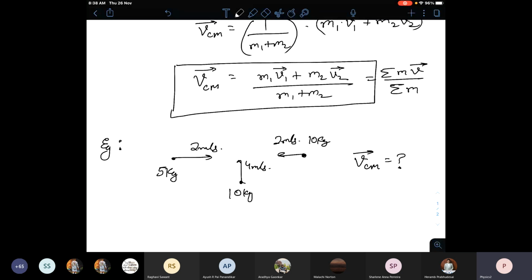So see here, when they are talking about velocity, we don't have to worry about the position of the system.